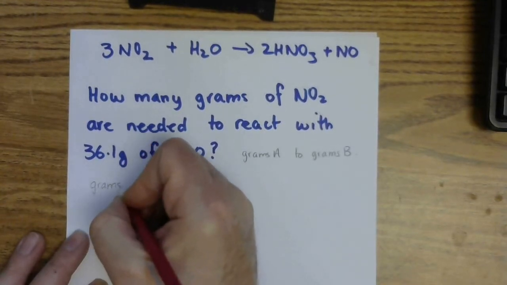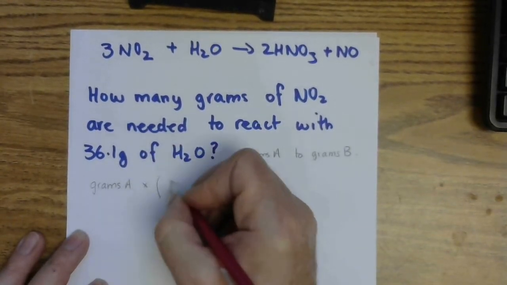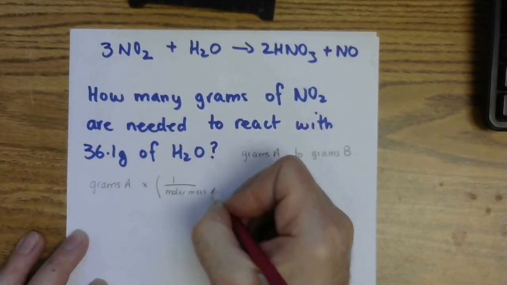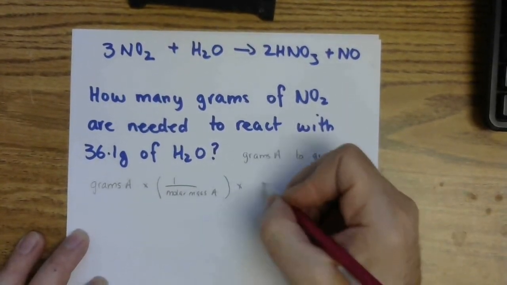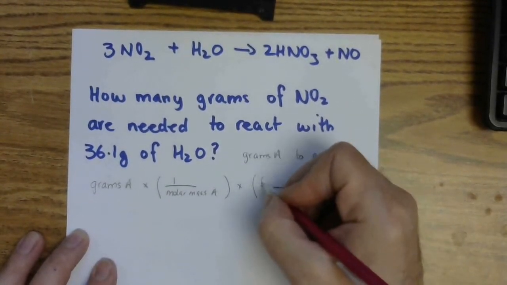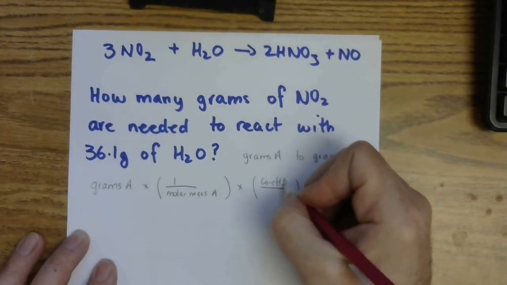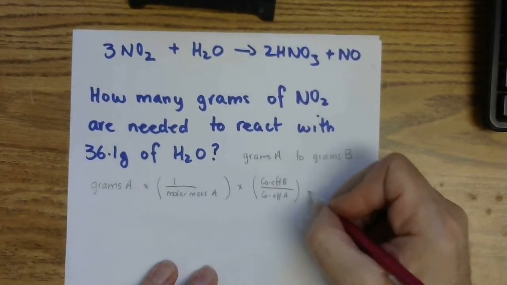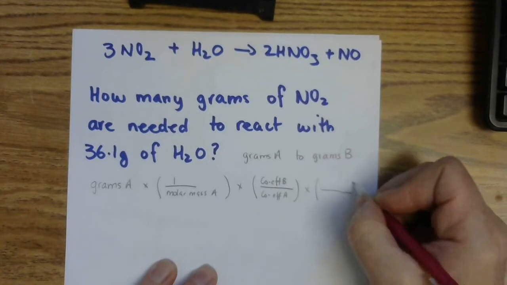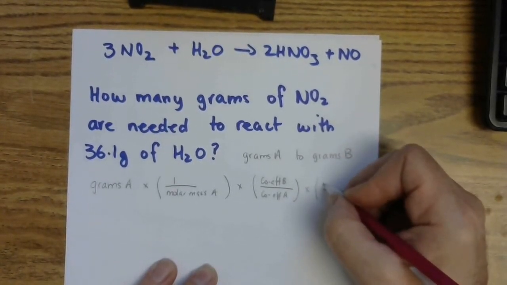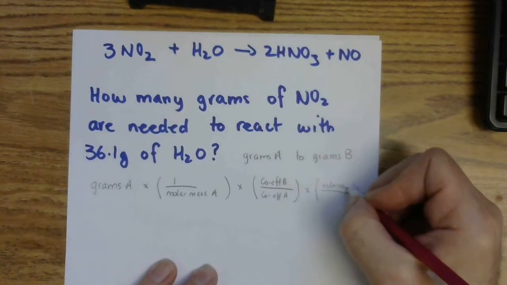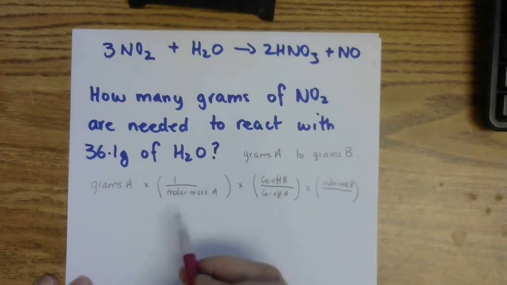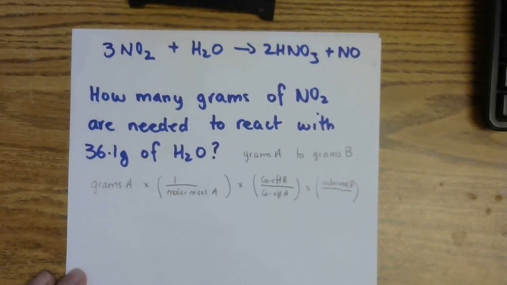We're going to take grams of A, we will multiply by 1 on the molar mass of A, and then we will multiply by the coefficient of B over the coefficient of A, and then finally we will multiply by the molar mass of B. So that's how it's going to work. So you can see immediately that I'm going to need 2 molar masses there.